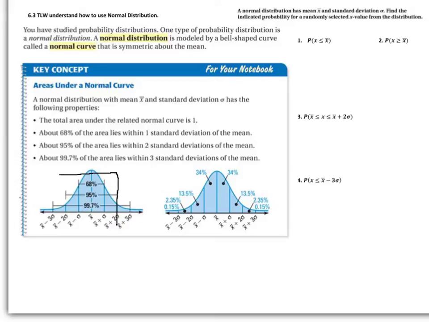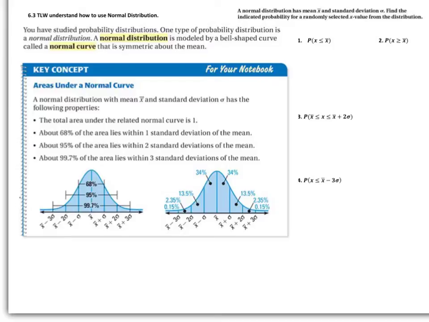About 99.7% of the areas lie within 3 standard deviations of the mean. So let's look at some problems here. It says a normal distribution has a mean x and a standard deviation. Find the indicated probability for a randomly selected x value from the distribution.